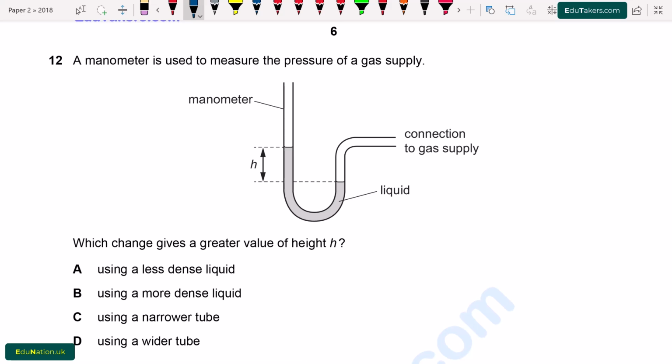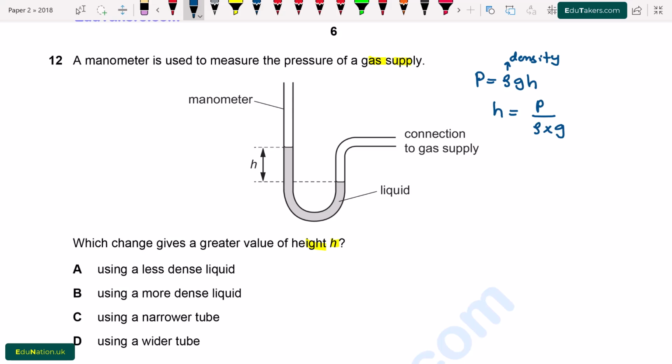Question number 12. A manometer is used to measure the pressure of a gas supply. Which change gives a greater value of height h? So here we have to obtain the greater height. We know that pressure due to the liquid is rho g h, where rho is density, g is acceleration due to gravity, and h is height. So height will be equal to P over density multiplied by g.